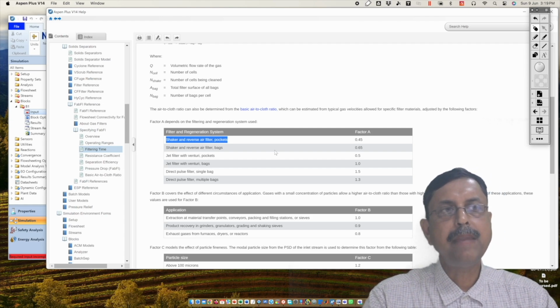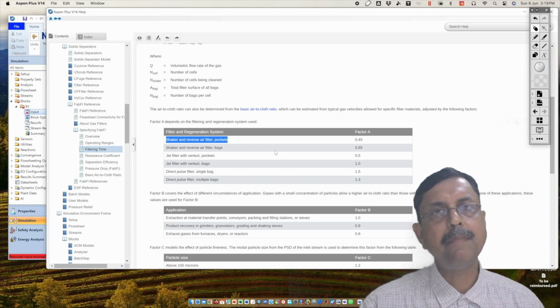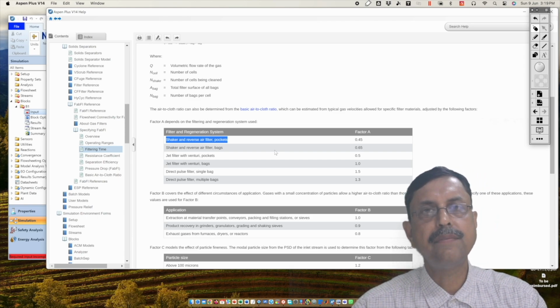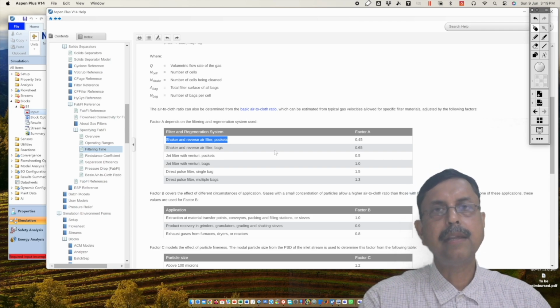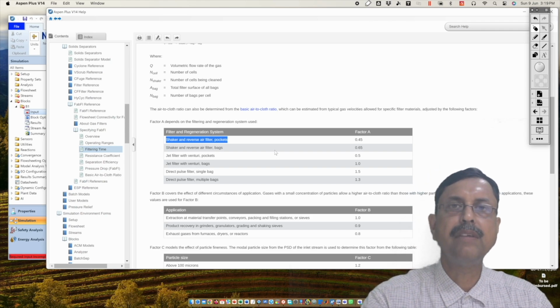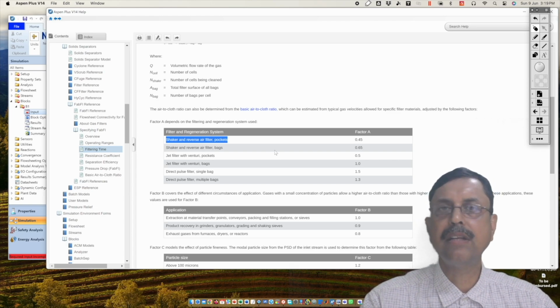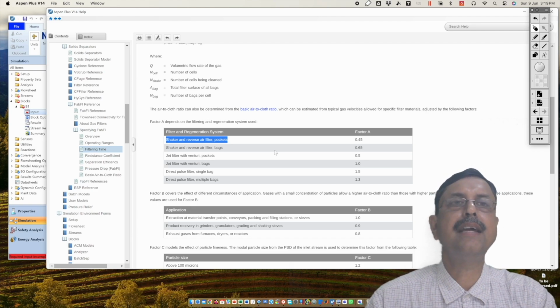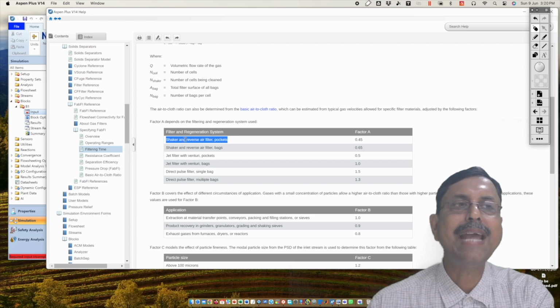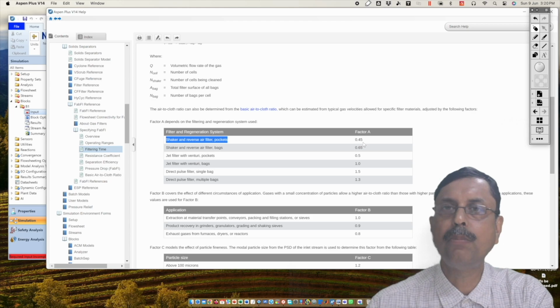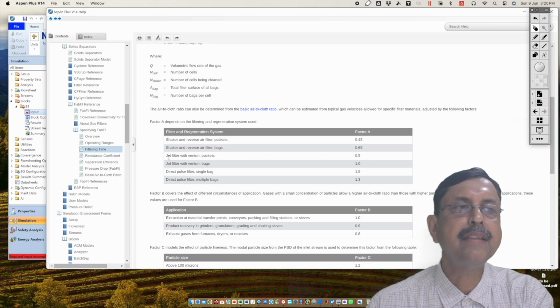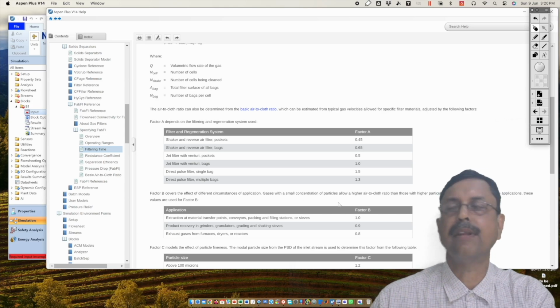Okay, and there might be a reverse air filter. That means the air might be flown in the reverse direction of the filtration medium so that the particles which are covering the surface of the filter media get detached and they fall. So based on how the filter and regeneration system is, the factor A can be decided. If that type of filter and regeneration system is there, then we can take A equal to 0.45. Similarly, if it is a jet filter with venturi in pocket arrangement, then it is 0.5. If direct pulse filter, then it is 1.5, etc.